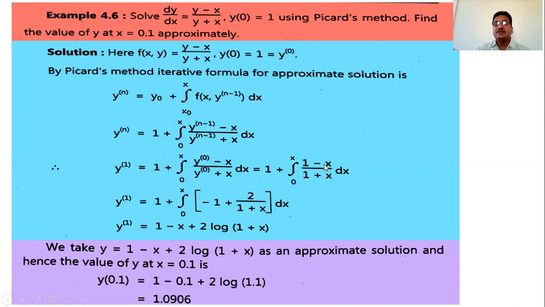Write this 1 minus x as 1 plus x minus 2x. So right here a plus sign and here a minus sign, because 1 plus x minus 2x is 1 minus x. It's factorization. Then 1 plus x divided by 1 plus x is plus 1, and minus 2x divided by 1 plus x.